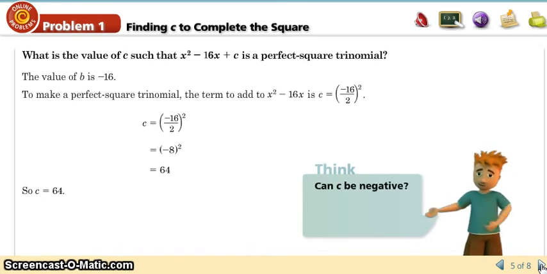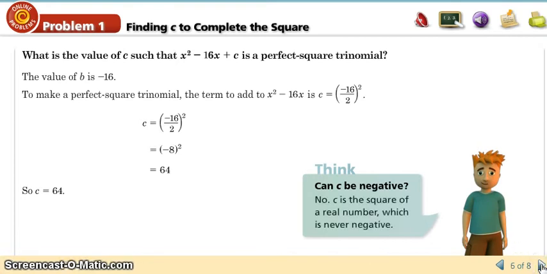Can C be negative? All right, I just had this discussion. Can your C value be negative? No. C is the square of a real number, which is never negative.